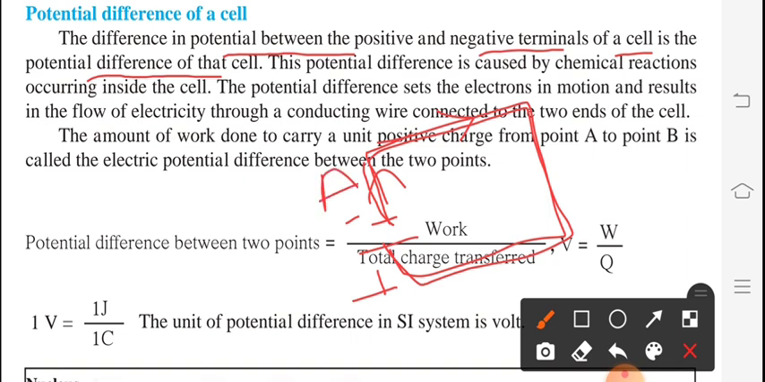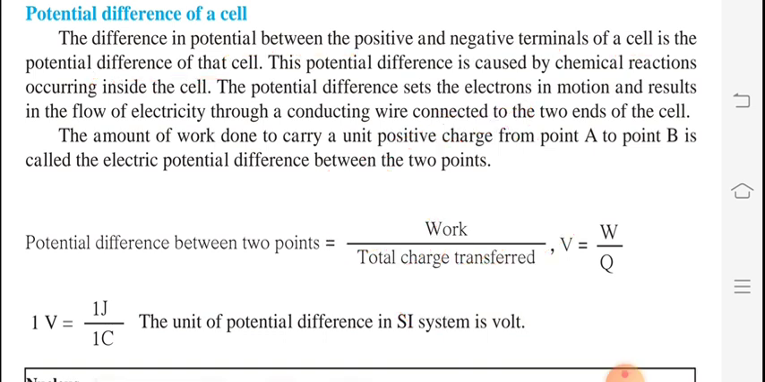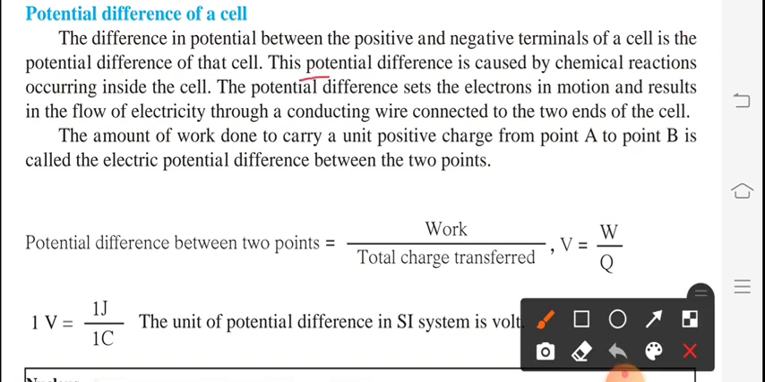Suppose this is point A and this is point B. Whatever difference we are getting, we see it as the potential difference of that cell. If this is a cell, meaning whatever battery we are considering, that battery has a potential difference. This potential difference is caused by a chemical reaction occurring inside the cell.